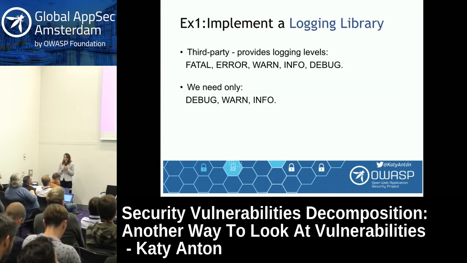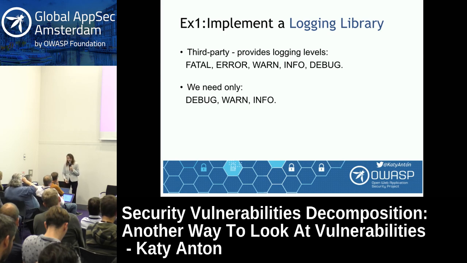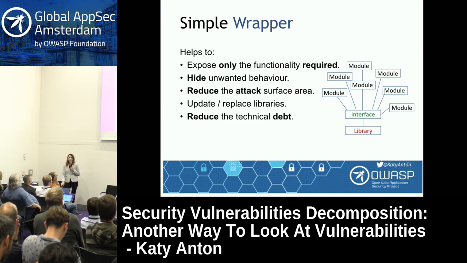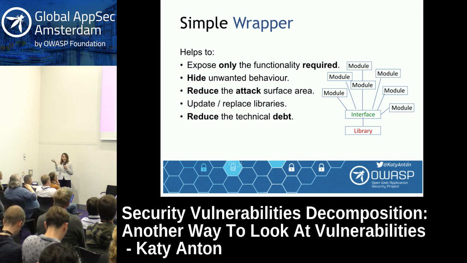When bringing in a logging library, because it is ready-made, it has a wealth of functionality, and highly likely your application is not going to need all of it. In the case of logging, you are likely to use only three levels, like debug, warning, info. So when you want to expose only a set of the functionality into your software and hide unwanted behavior, a good design pattern is a simple wrapper. Having this wrapper, this interface, helps you control the data that you expose. And if there is a vulnerability, then you know exactly what you expose into your software.